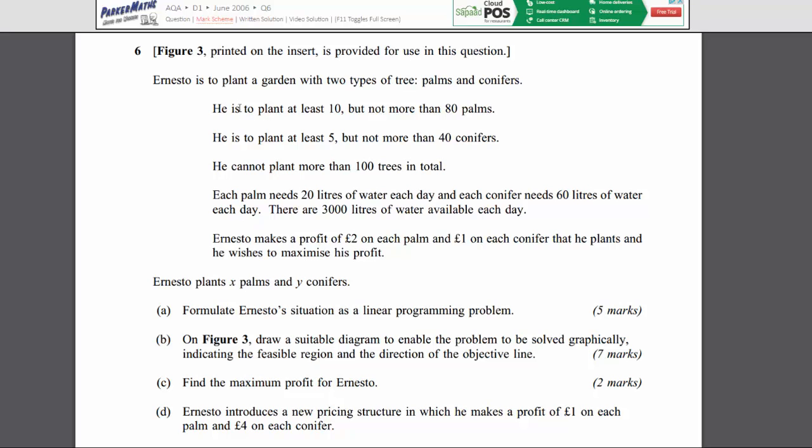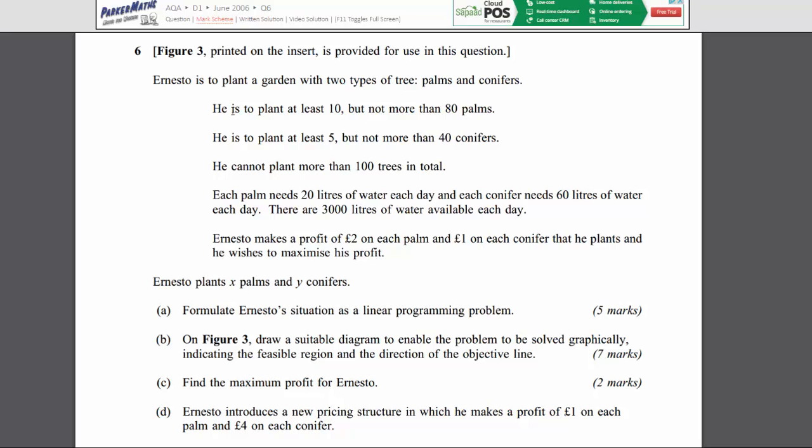In question 6, we have a garden with two types of trees, palms and conifers. We've got various constraints, and something to help us form an objective function. It says that x represents the number of palm trees and y represents the number of conifers. In part A, we need to form a linear programming problem.